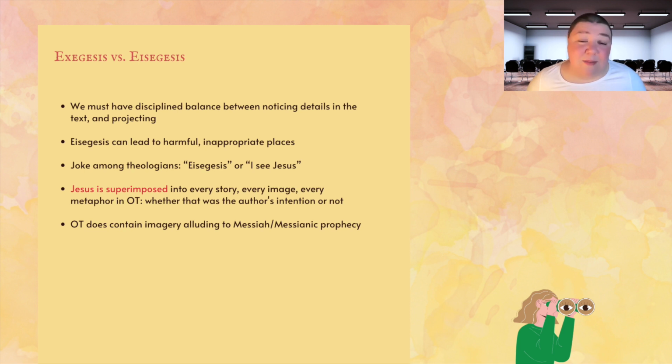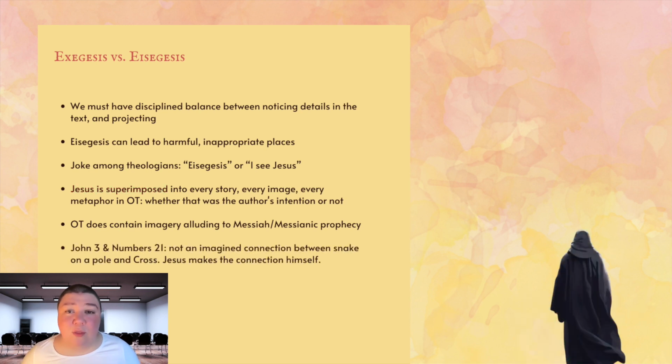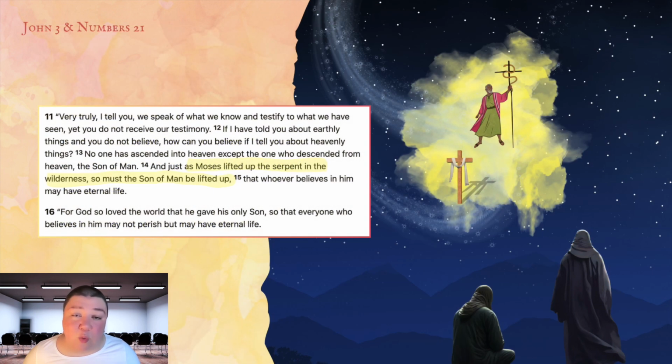Now, the Old Testament does contain imagery alluding to the coming Messiah and messianic prophecy. We looked at the example of John 3, where Jesus himself connects his cross with the snake on a pole story in Numbers 21 in order to make a point. This is not an imagined connection. Jesus is making it for us. It is clear and deliberate. But not every text is like that.